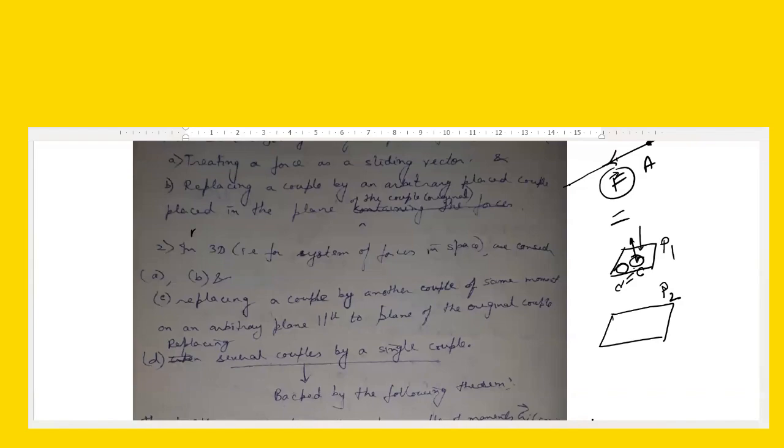So this couple C, let me remove this one. If you have C in this plane, you are taking any other plane parallel to the original plane P1, where you have the original couple C. You can replace this couple by another couple anywhere in the plane P2. That means what is the restriction we are putting? The plane P2 should be parallel to the original plane P1. So you can replace this couple by this couple. This is also a valid operation whenever we are trying to claim the equivalence of two systems of forces in 3D.